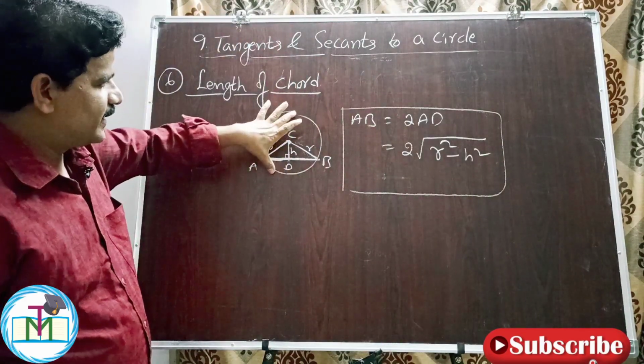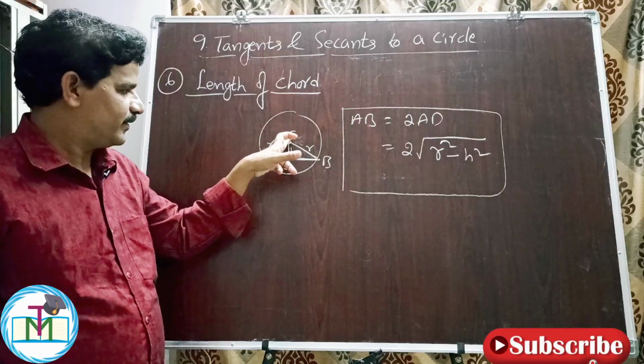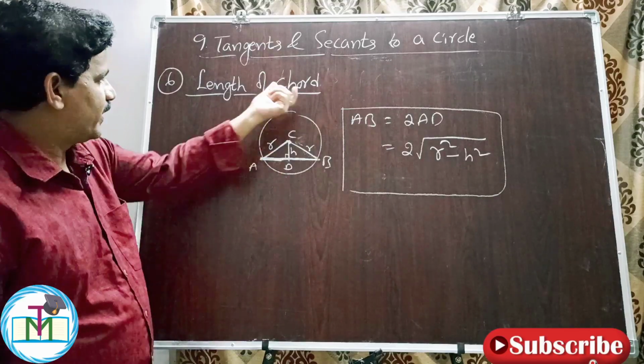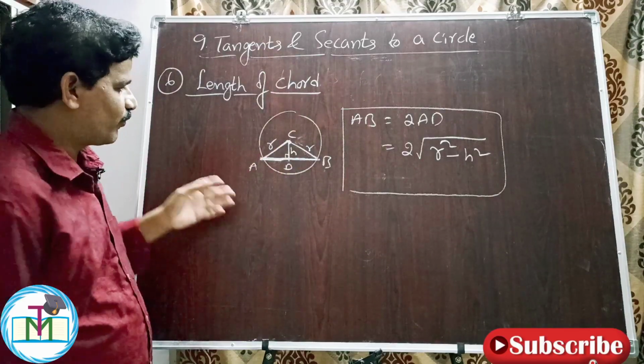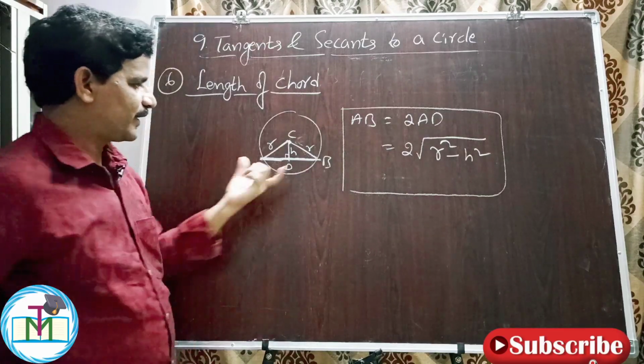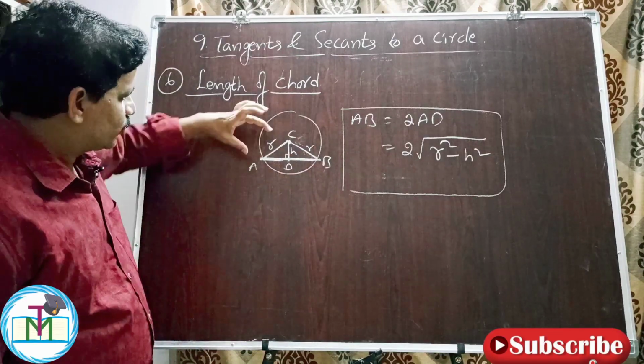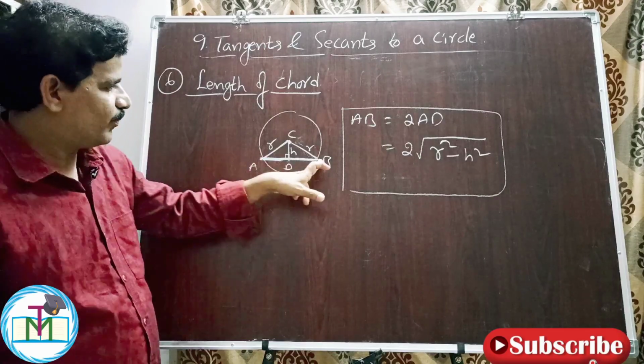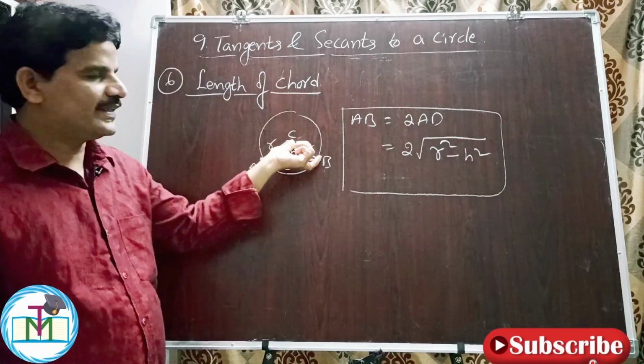So here this is a circle with center C. For finding a chord, we should take a chord. Therefore AB is a chord. The length of the chord AB we have to find. So here I am taking 2 points, A here, B here. AC is equal to R, BC is equal to R.